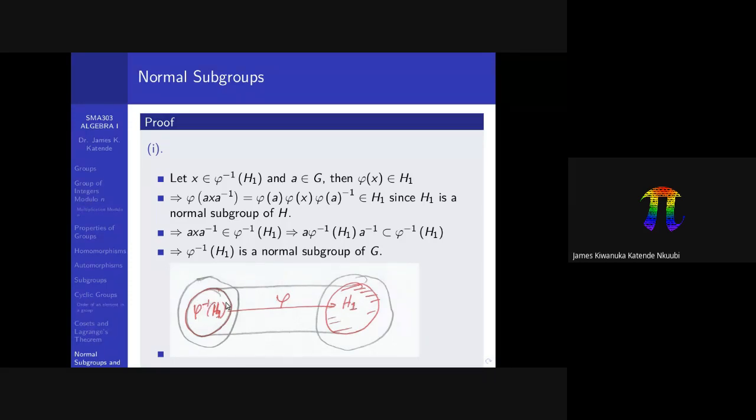And all the elements here, which are mapped into H1 or onto H1, we label them phi inverse H1. So this is a pre-image of H1 in G. So the claim is that if H1 is normal in this group H, then this pre-image will be a normal subgroup in G. And that's what we have shown. Any questions?